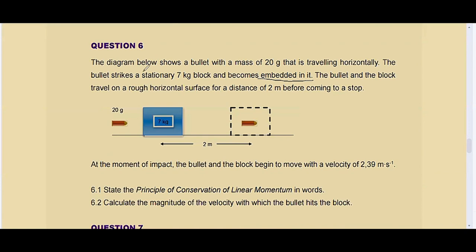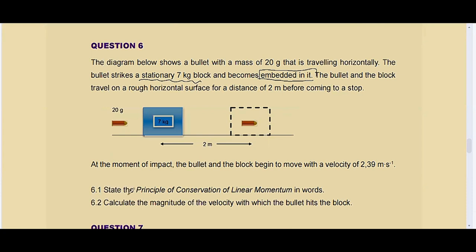The 7 kg, it strikes a stationary 7 kg block and becomes embedded in it, as we can see here. So that means now we create a bullet-block system whereby they are all moving with the same velocity. As we are told here, at the moment of impact, the bullet and the block begin to move with a velocity of 2.39 meters per second.